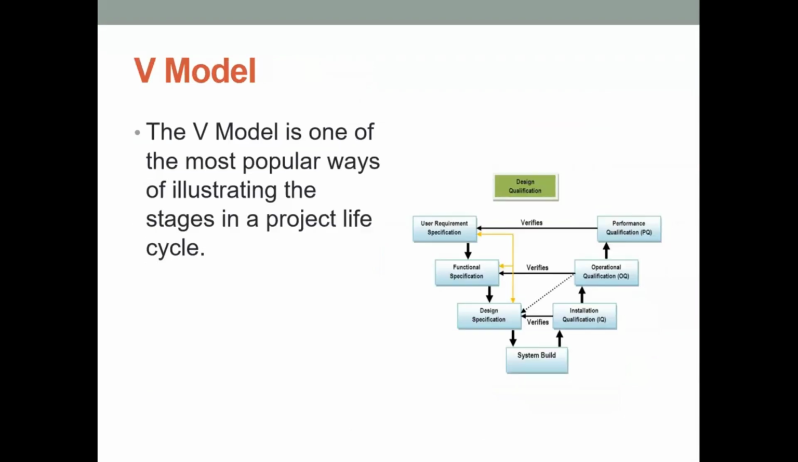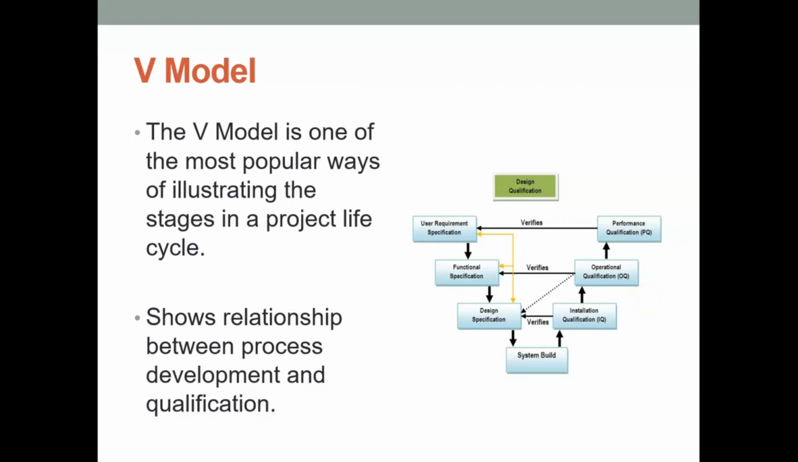The V model is one of the most popular ways of illustrating the stages in a project life cycle. It shows the relationship between the process development and the qualification sides. So you've got your performance qualifications here, verifying what you put into your user requirement specification, your OQ, verifying your functional specs, your FATs, your installation qualification, verifying your design specification here. So it's building on each other.